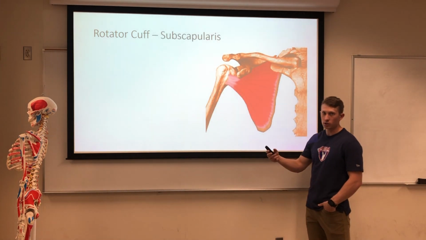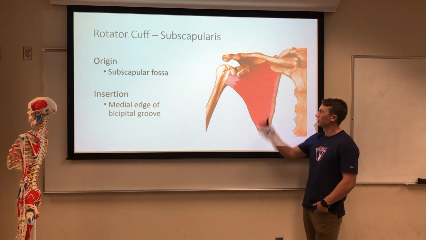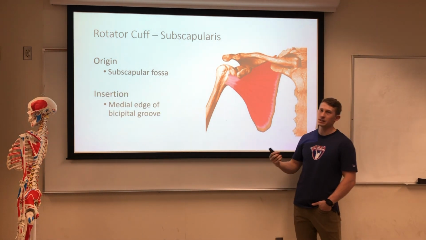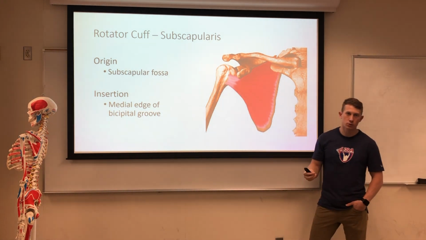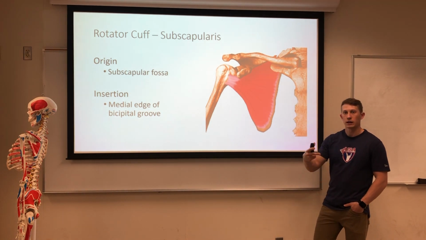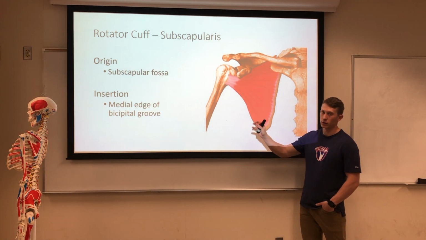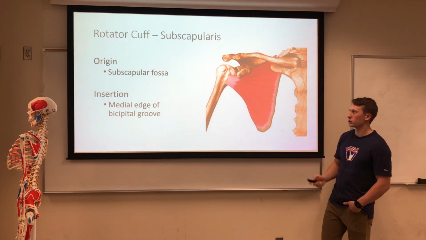Okay. Our first of our SITS muscles, subscapularis, is our only internal rotator. It sits in the subscapular fossa anterior on the scapula and moves to an insertion on the medial edge of the bicipital groove near where latissimus dorsi, teres major, and pectoralis major all have their insertion. So it's an anterior insertion, slightly posterior origin site.